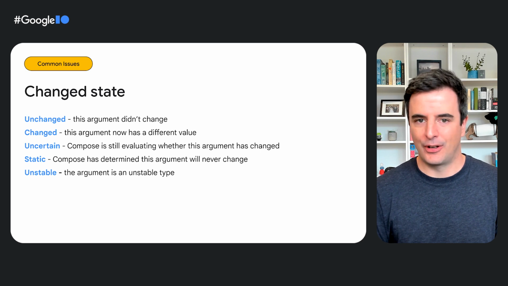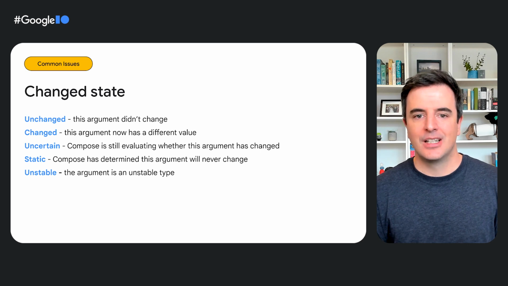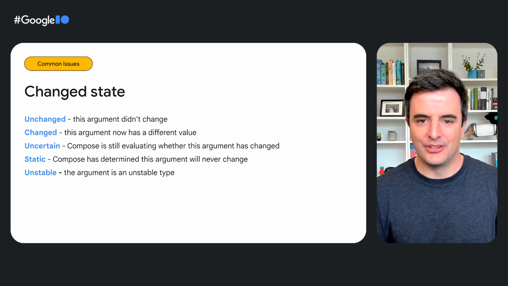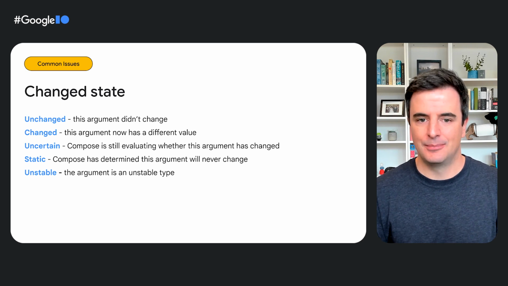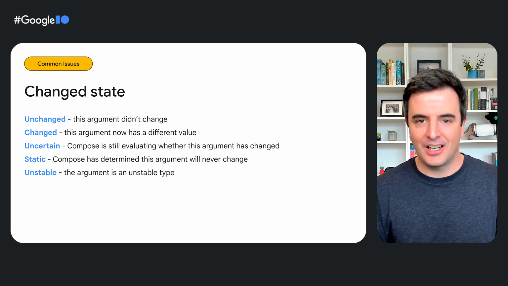The states are as follows. Unchanged. Pretty self-explanatory, this argument did not change. Changed. This argument has a different value than the last composition. Uncertain. Compose is still evaluating whether this argument has changed. Static. Compose has determined this argument will never change. Unstable. This argument is an unstable type.